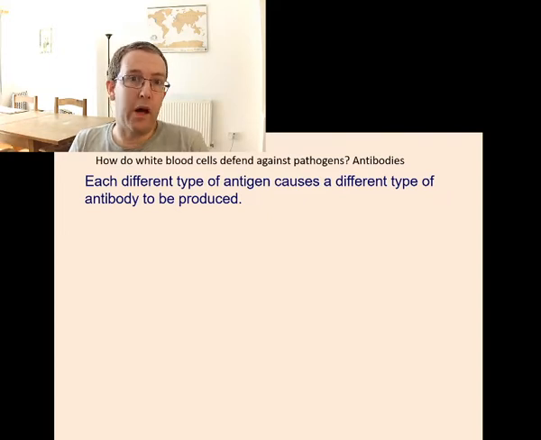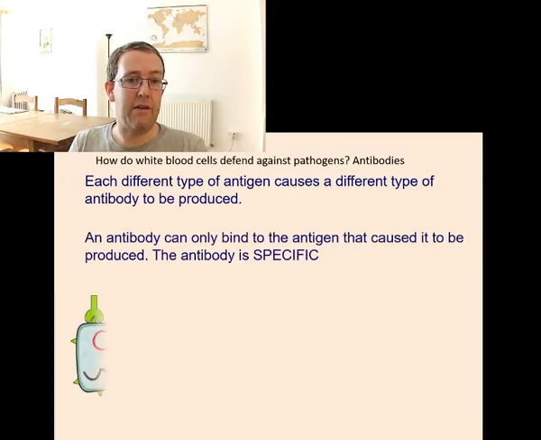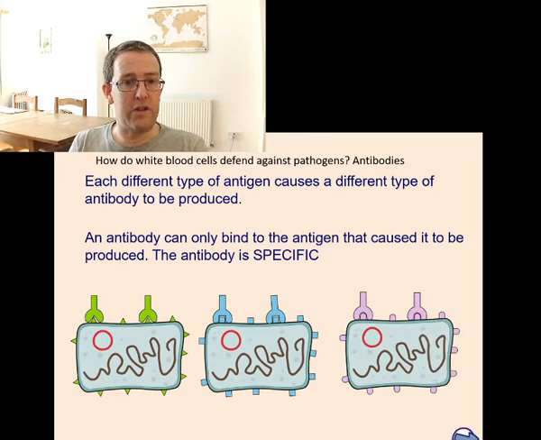So in your blood, there will be cells there to produce every single antibody for every single antigen that your immune system has ever had a reaction against. As you can see here, this is represented by the little triangles on the green cell, the little squares on the blue, and the little circles on the purple one.